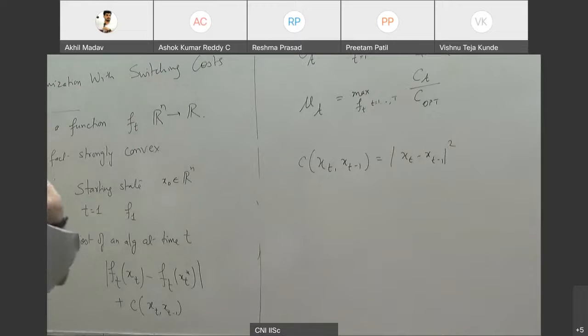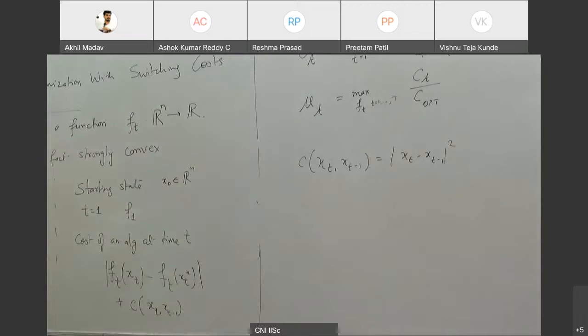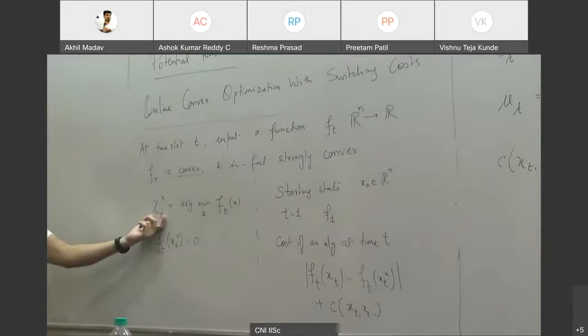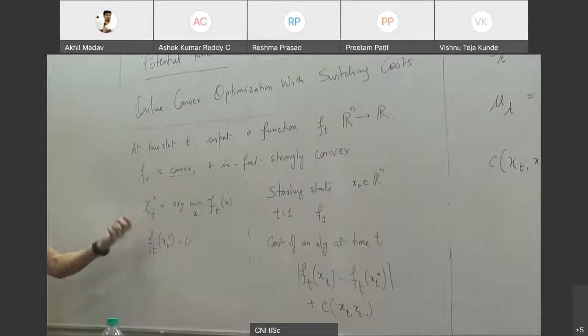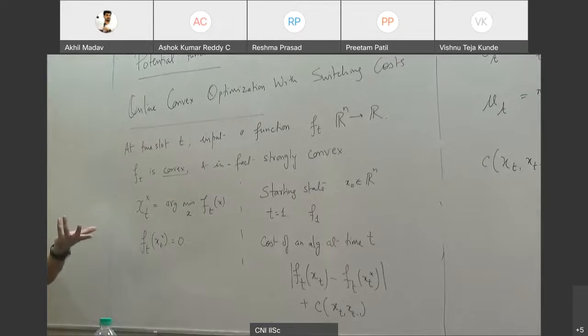So now propose an algorithm. It's not a difficult problem where you can at least propose good algorithms. Analyzing them might remain. Is the information structure clear? At each time T, I can compute this value. And I know where I am currently, which is x_{t-1}. I just have to choose a new x_t.